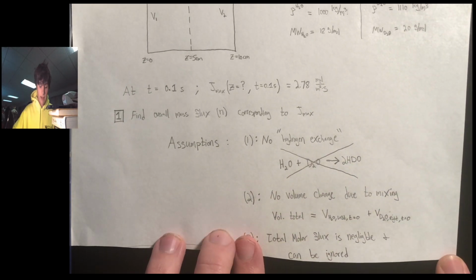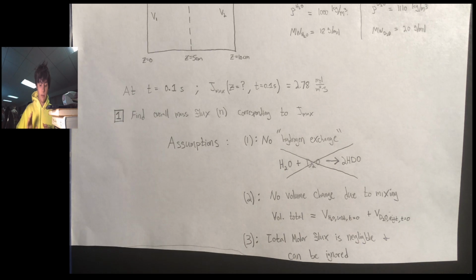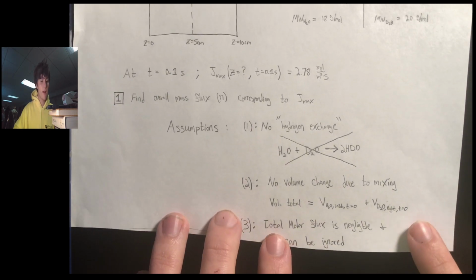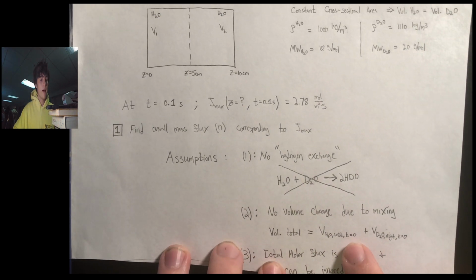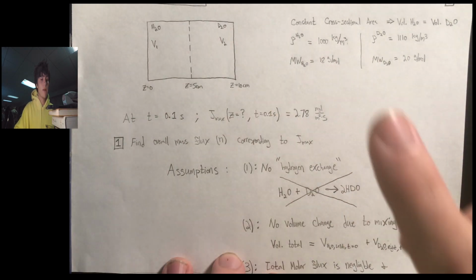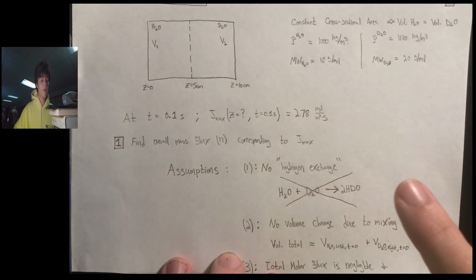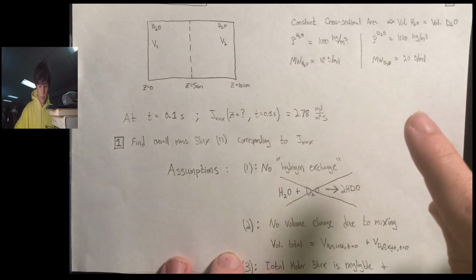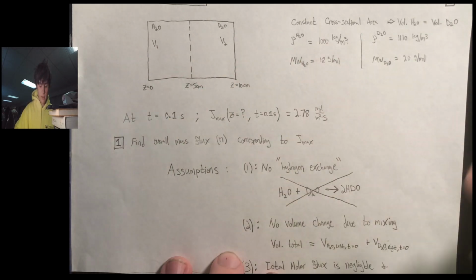The second assumption is no volume change due to mixing. When you mix liquids together, the volume of the mixture isn't always the sum of the individual components' volumes before mixing. But what we're going to say here is that there is no such effect, so that the total volume is the volume of water on the left plus the volume of deuterated water on the right, which are equal. So it'd be 2 times the volume on either side.